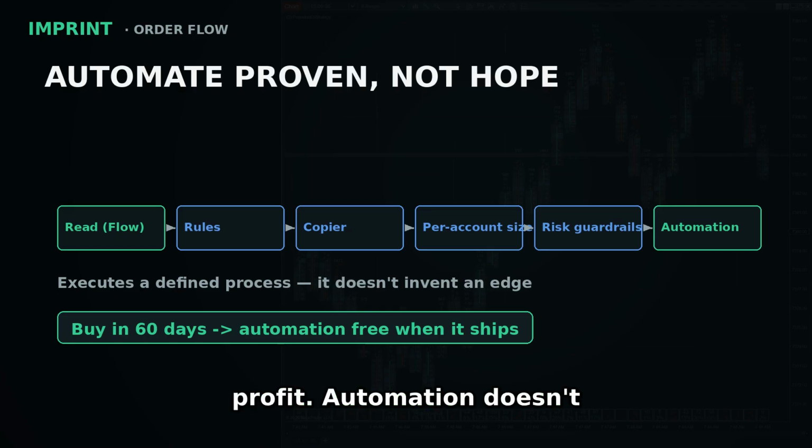Automation doesn't create an edge. It executes a defined process faster and more consistently than a human, which means a good process can become more consistent, and a bad process can fail faster too. So the value isn't automation itself. It's automating something already proven, already sized correctly, and already protected by risk controls.